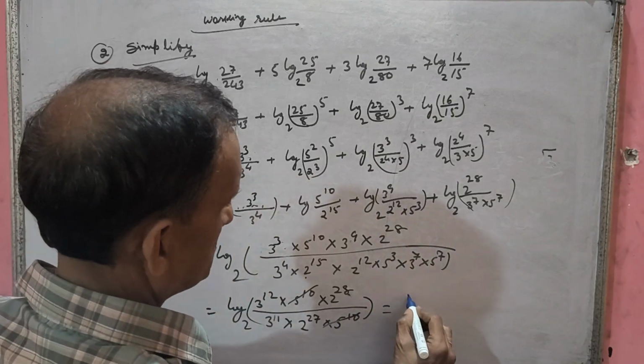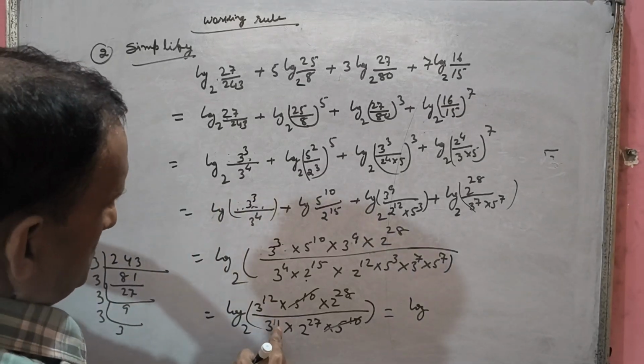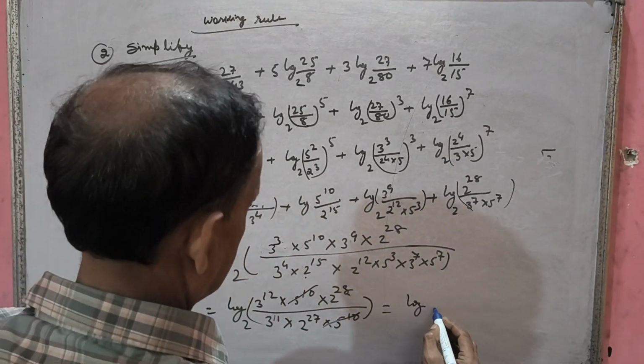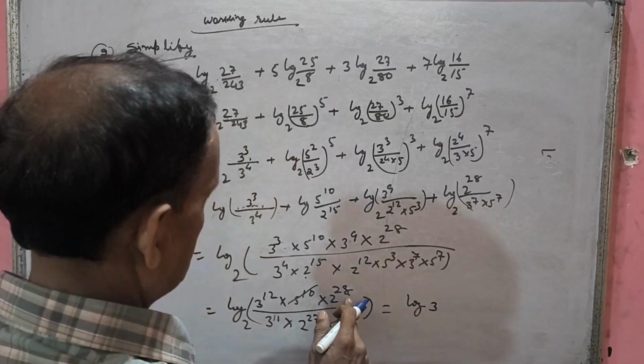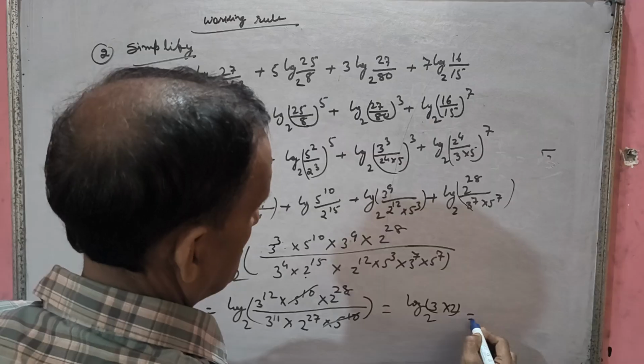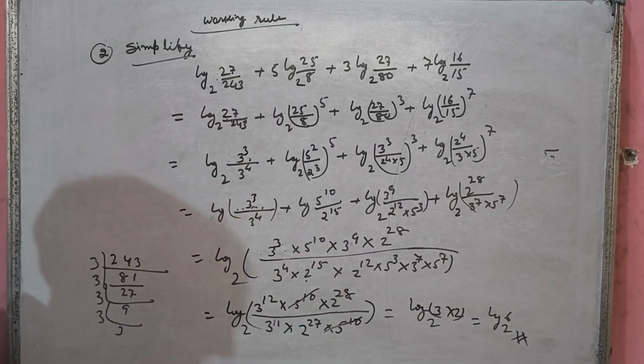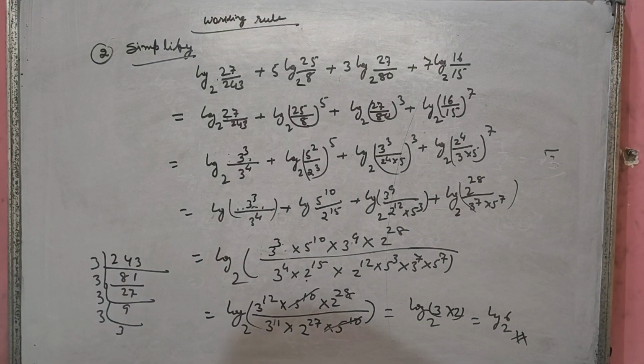Now how much will we get? Log, see, 3 to the power 12 divided by 3 to the power 11 gives 3 to the power 1, and 28 and 27 you get 2 to the power 1, to the base 2. You have got log 6 to the base 2 as the simplified form. So understood? This is the problem. If you do want something more to understand it clearly, I can give you some more sums.